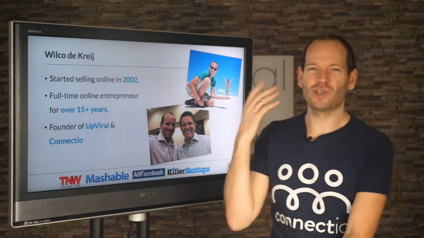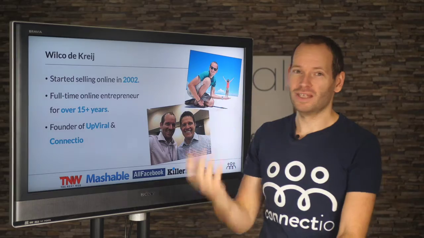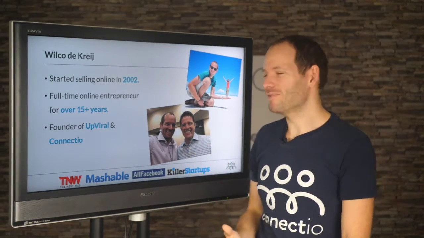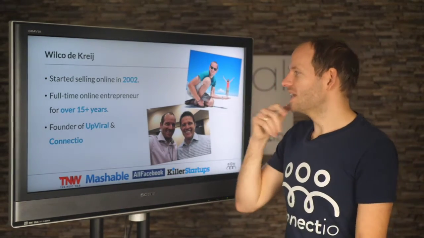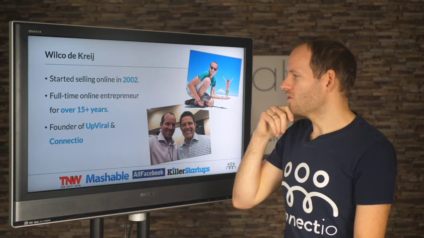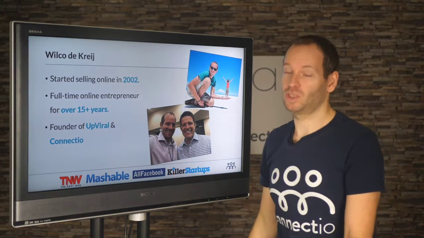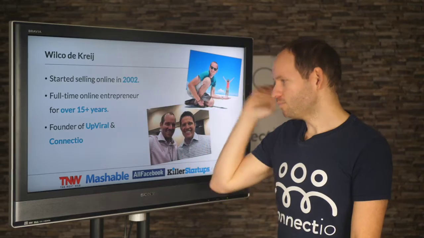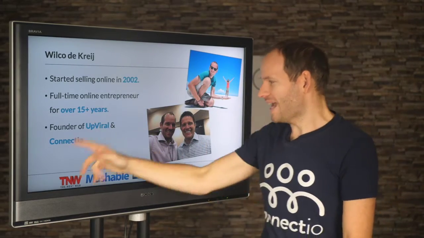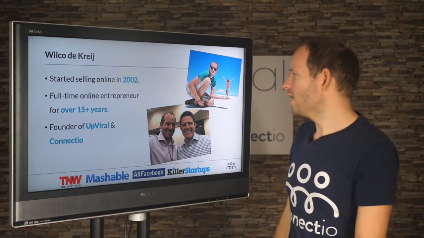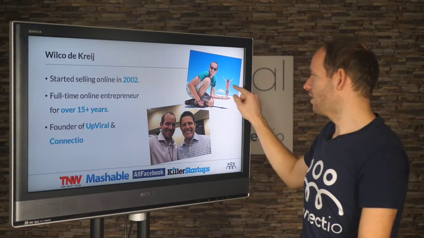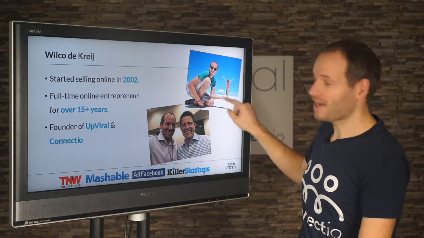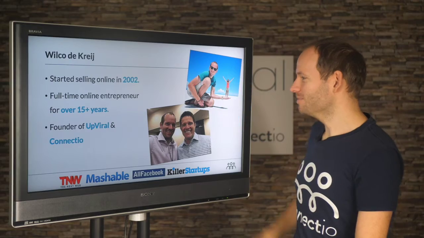Now, I think most of you know who I am. My name is Wilco de Kraai. As you may have noticed, I'm not a native English speaker. I'm from the Netherlands. I've been selling online since 2002, an online entrepreneur for over 15 years, which makes me sound old. Founder of Viral and ConnectExplore. Here with my wife, and right there she's skinny. Right now she's fat. No, she's not fat, she's pregnant. So that's awesome.